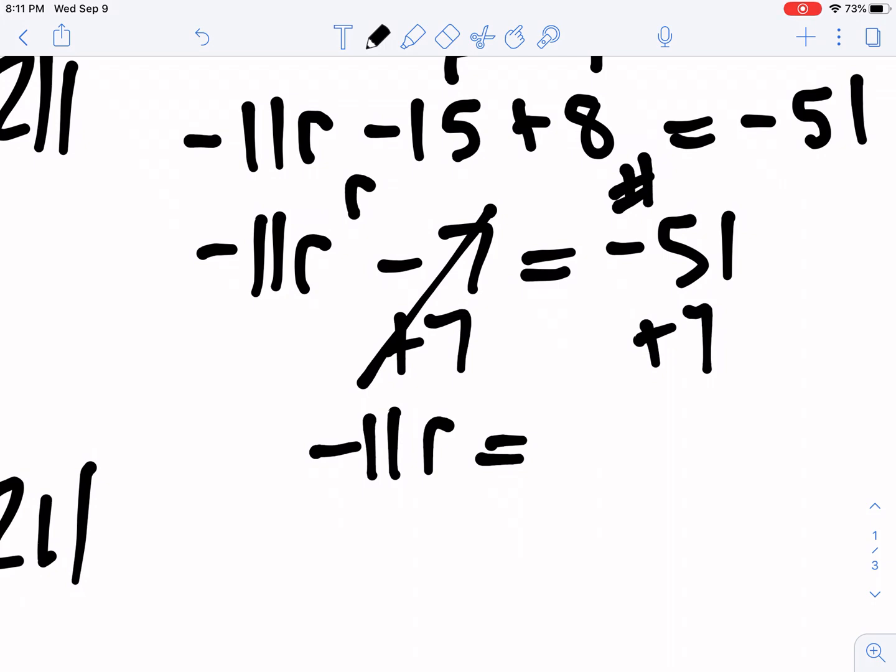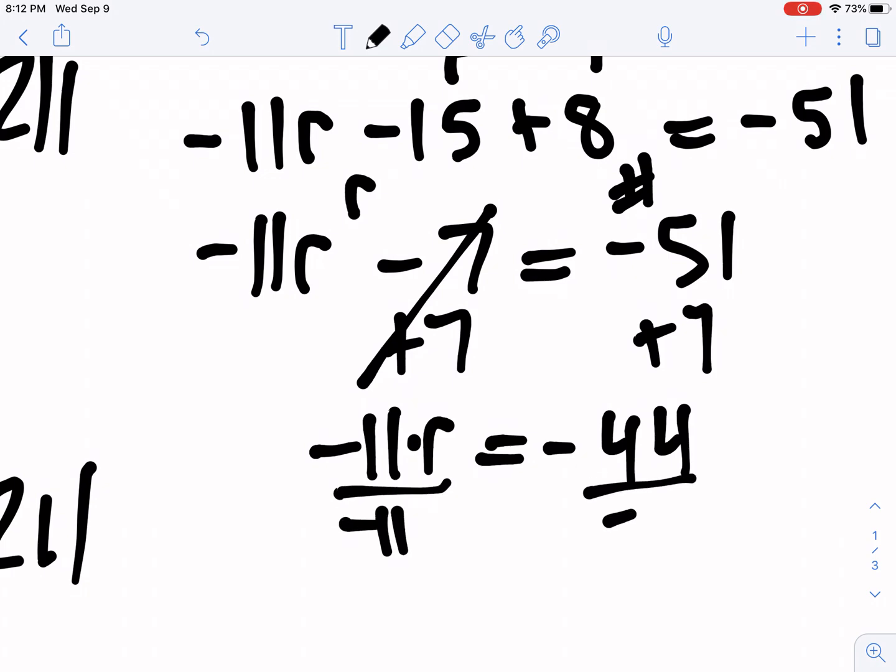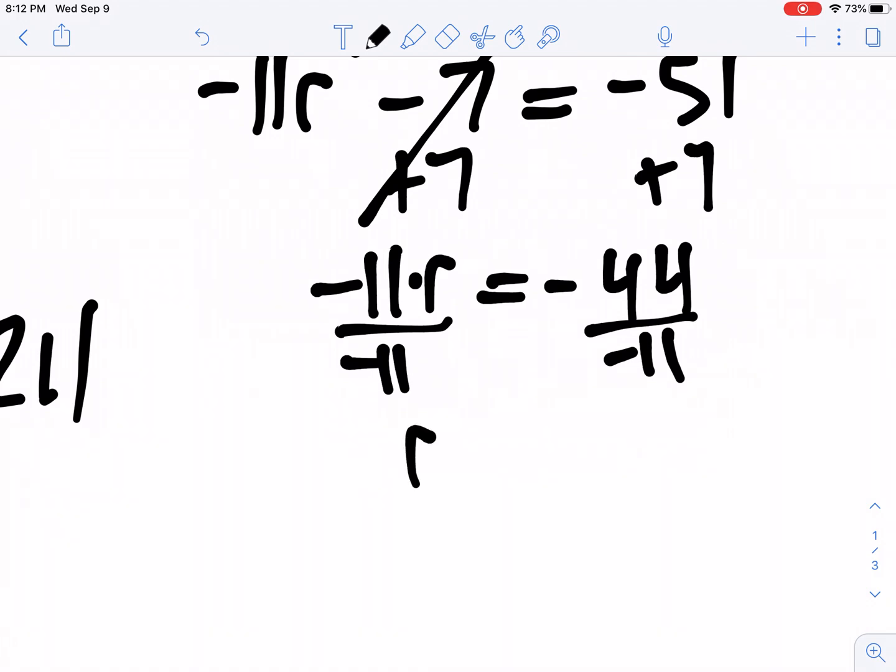Well, again, we have different signs here, right? So what do we do when we have different signs? We subtract and keep the sign of the larger. 51 minus 7, we get 44. And because 51 is bigger, we're going to keep its sign, which is negative. Now remember, if we have a number next to a variable that implies multiplication, we got to do the inverse to isolate it. So I divide by a negative 11 to both sides. And I get r is equal to, same sign when I divide, negative divided by a negative makes a positive. 44 divided by 11, we get 4. Okay, so I get r is equal to 4.